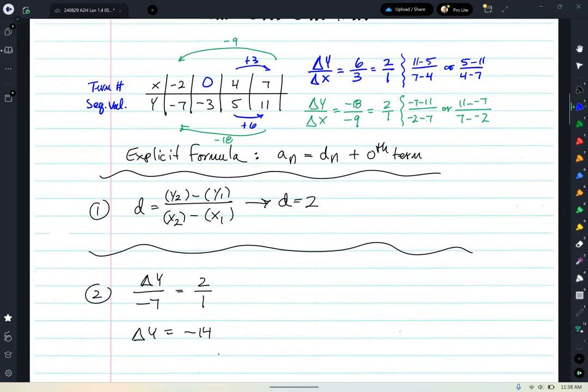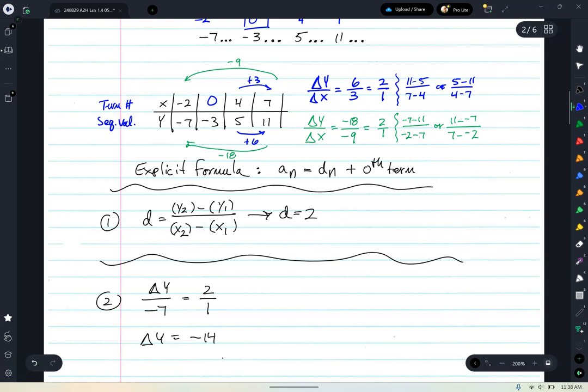Okay, let's see if that works anywhere. How about, you guys pick one. Josh, you pick one. Which one of these terms do you want to start at? We already did this one. Do you want to start at the negative 2 or the 4? You want to start at the 4?